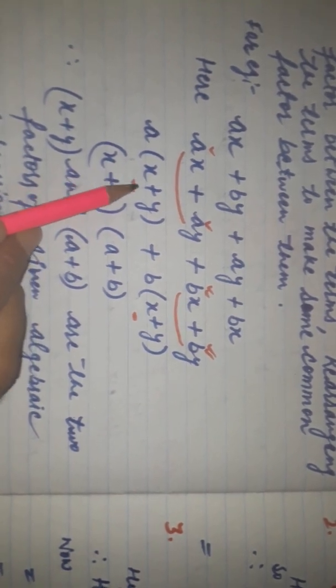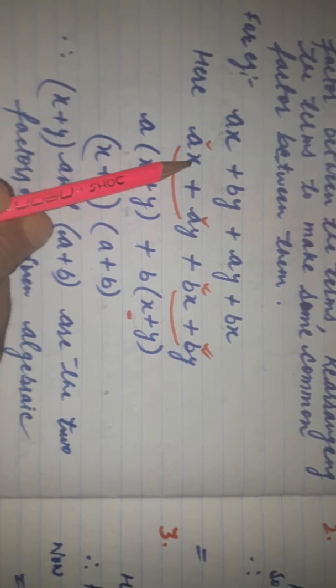But we have to make the factors as they are, so that in the next step we will get the same binomial between these two terms, so that when we take it common, we will get a plus b as the second factor. So x plus y and a plus b are the two factors of the given algebraic expression. In this case we have to rearrange the terms. Firstly I have written ax, then ay, then bx, and then plus by.